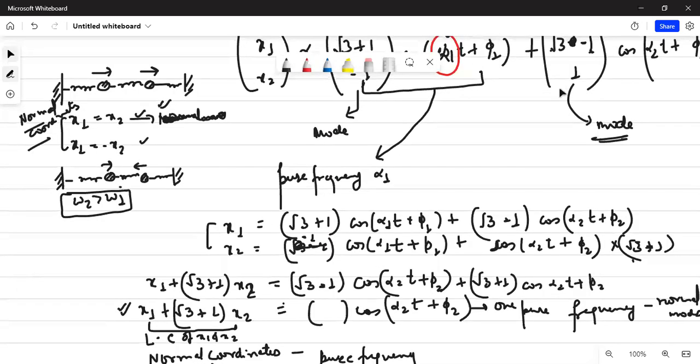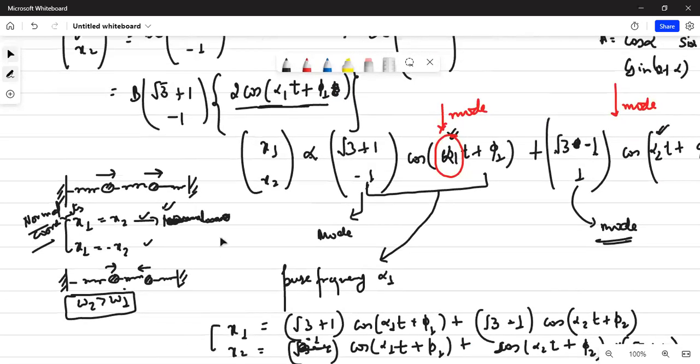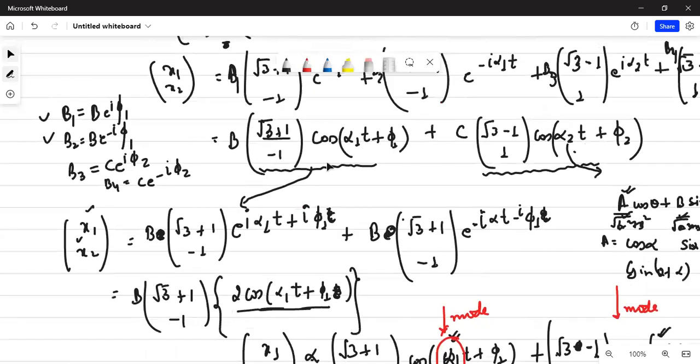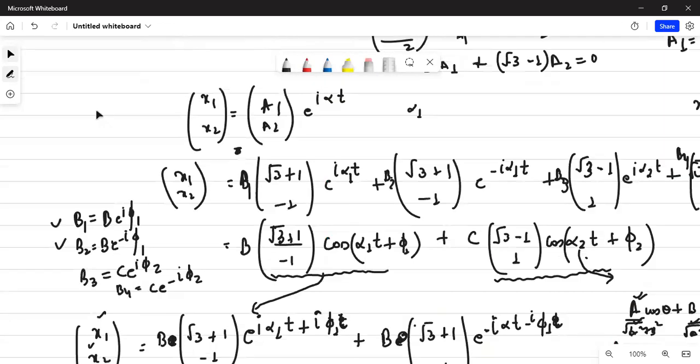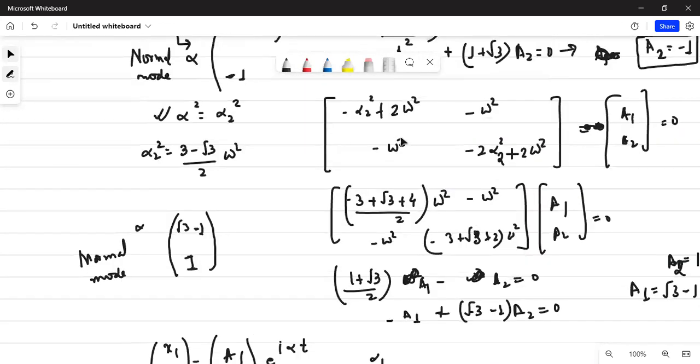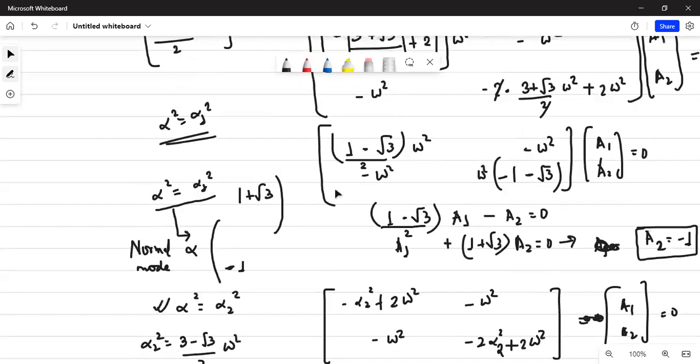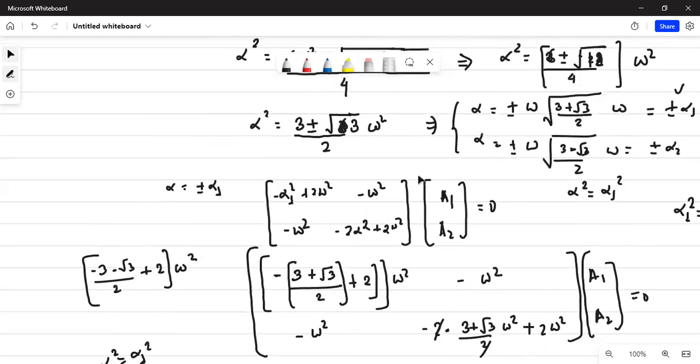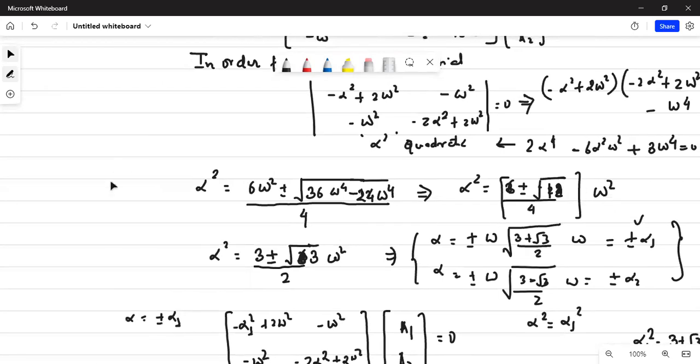So this was the case of unequal masses and three springs. In the next class, we'll be doing the same question, but we'll change the spring constant which is coupling both of these masses. Is that clear?